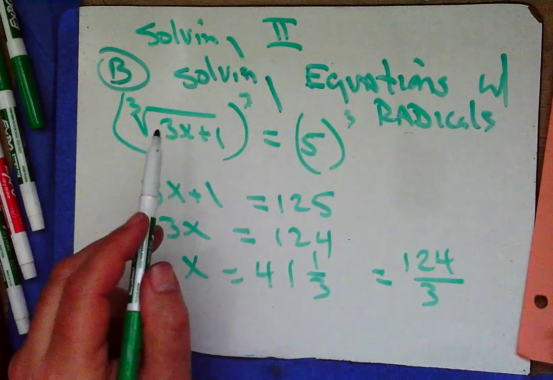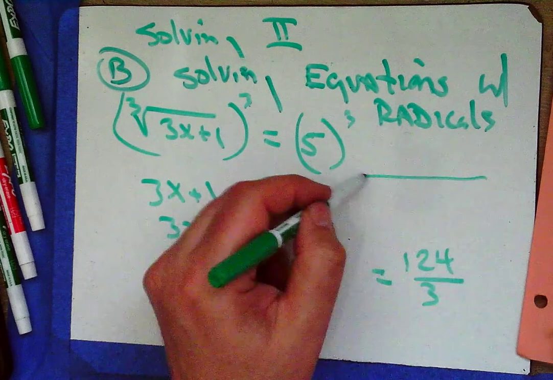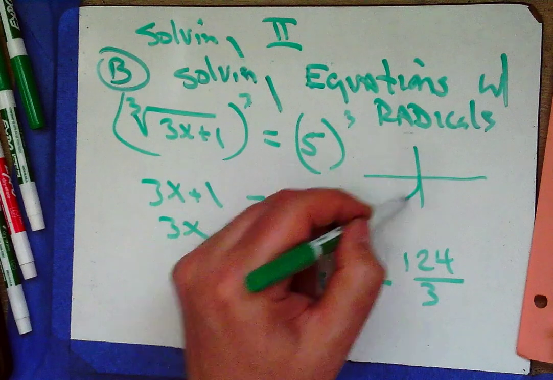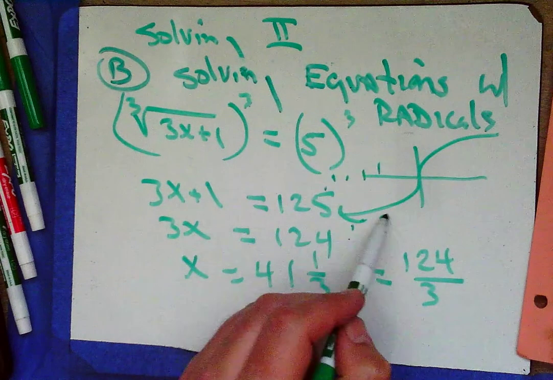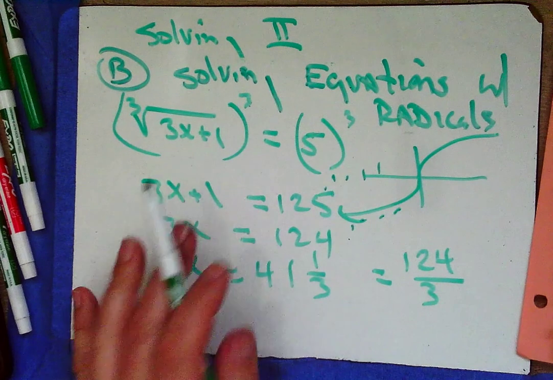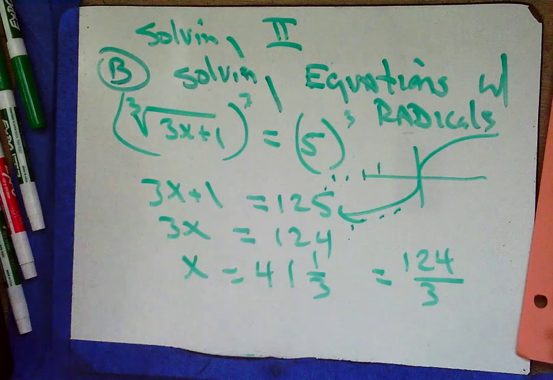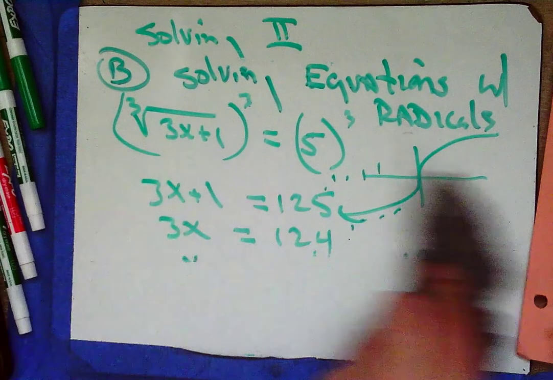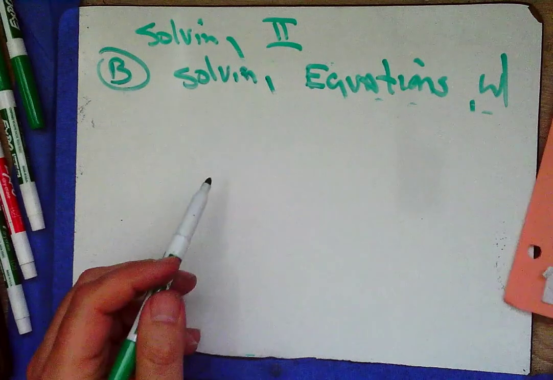There's no restriction on my domain for cube root of x. Remember our reference graph. You can plug in any x you want and get a y value. So I'm not worried about this one. It's if I square both sides, or I raise both sides to the 4th power, which I almost never do, that's when I have a must check. Okay? So how about this one?